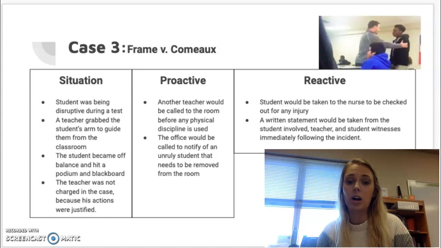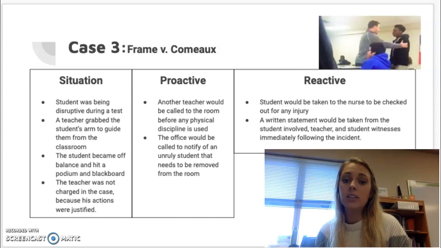Reactive, if the situation were to already have happened, obviously the student would be taken to the nurse and checked out for an injury, and if there are injuries, follow protocol after that, whether they need to be taken to the hospital, anything after that. Parents would obviously be notified instantly. A written statement would be taken from the student involved, the teacher involved, and any student witnesses following the incident, so words cannot get twisted or tangled, and I think that should happen immediately also.